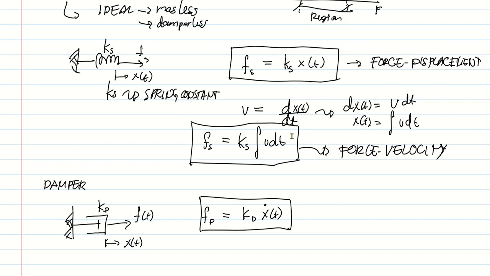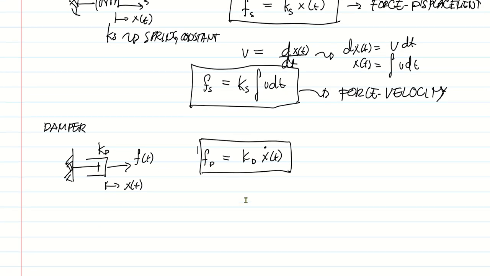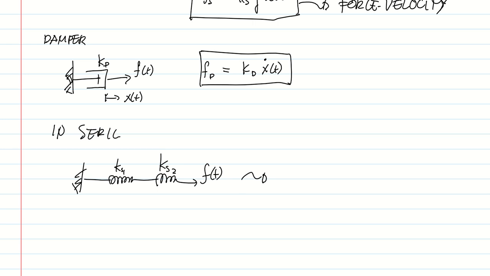Now, what if we have more than one spring and more than one damper? If you have two springs connected in series, here we have two springs, KS1 and KS2, and if we have a force here, then this is equivalent. This is a series spring, and it's the same formula.